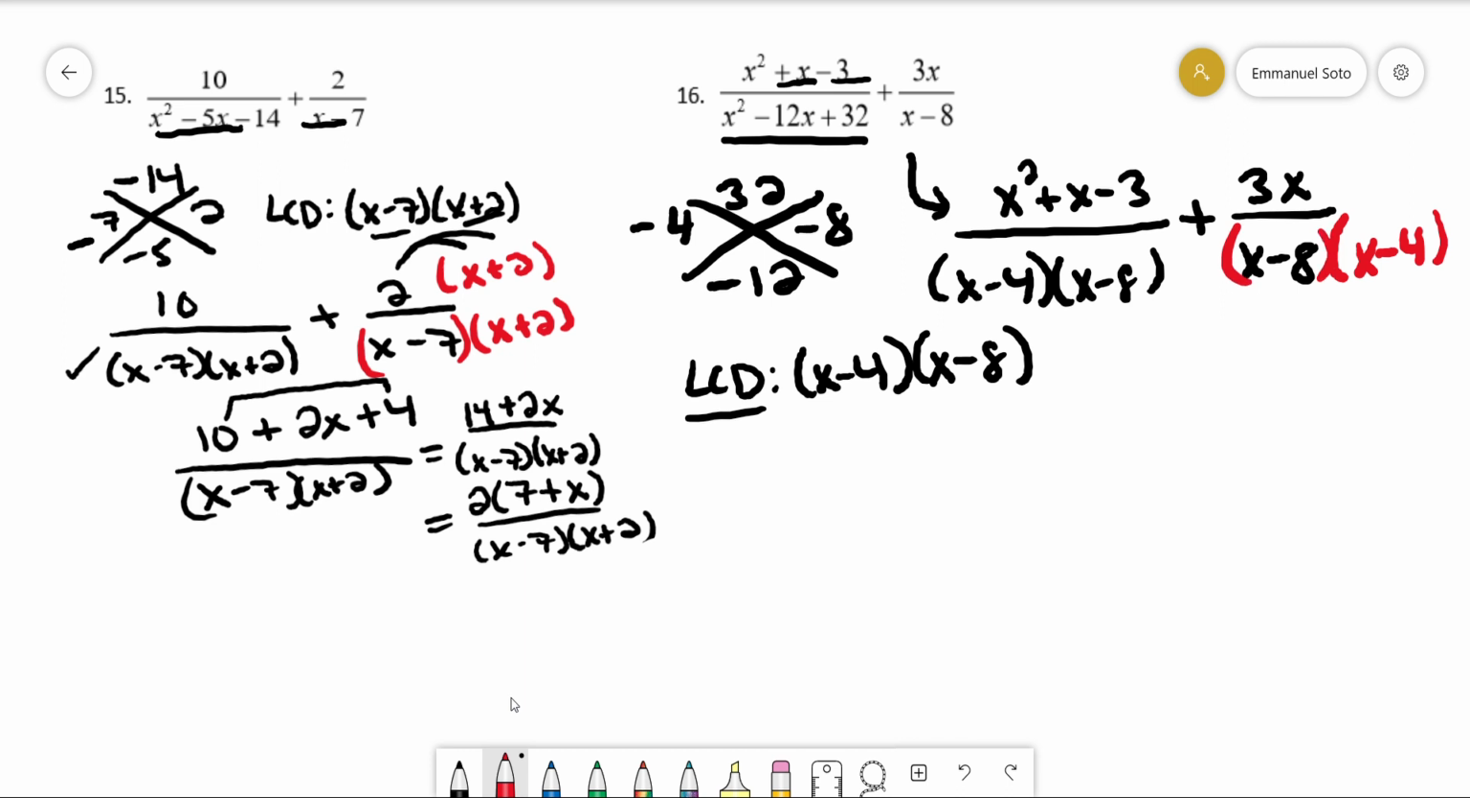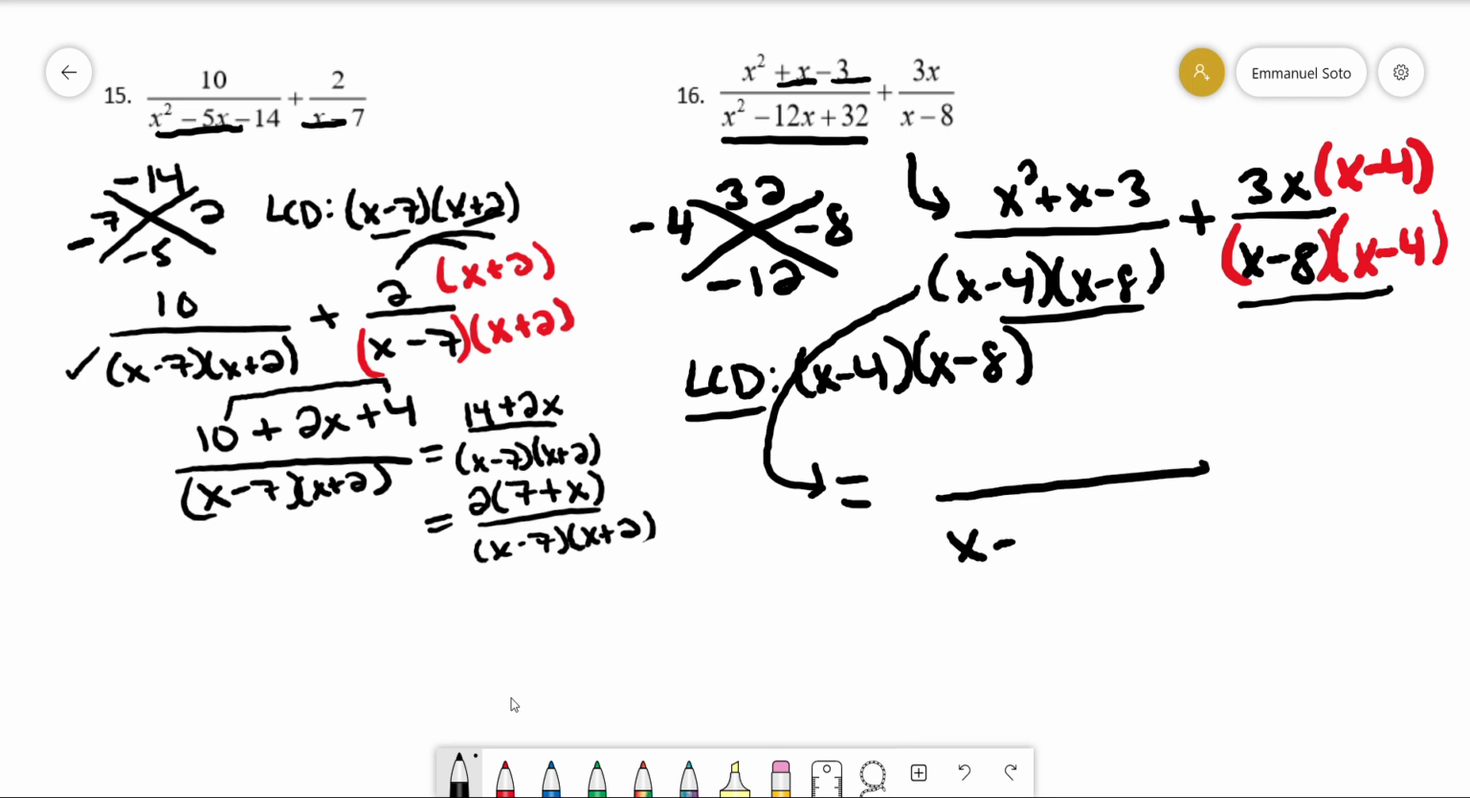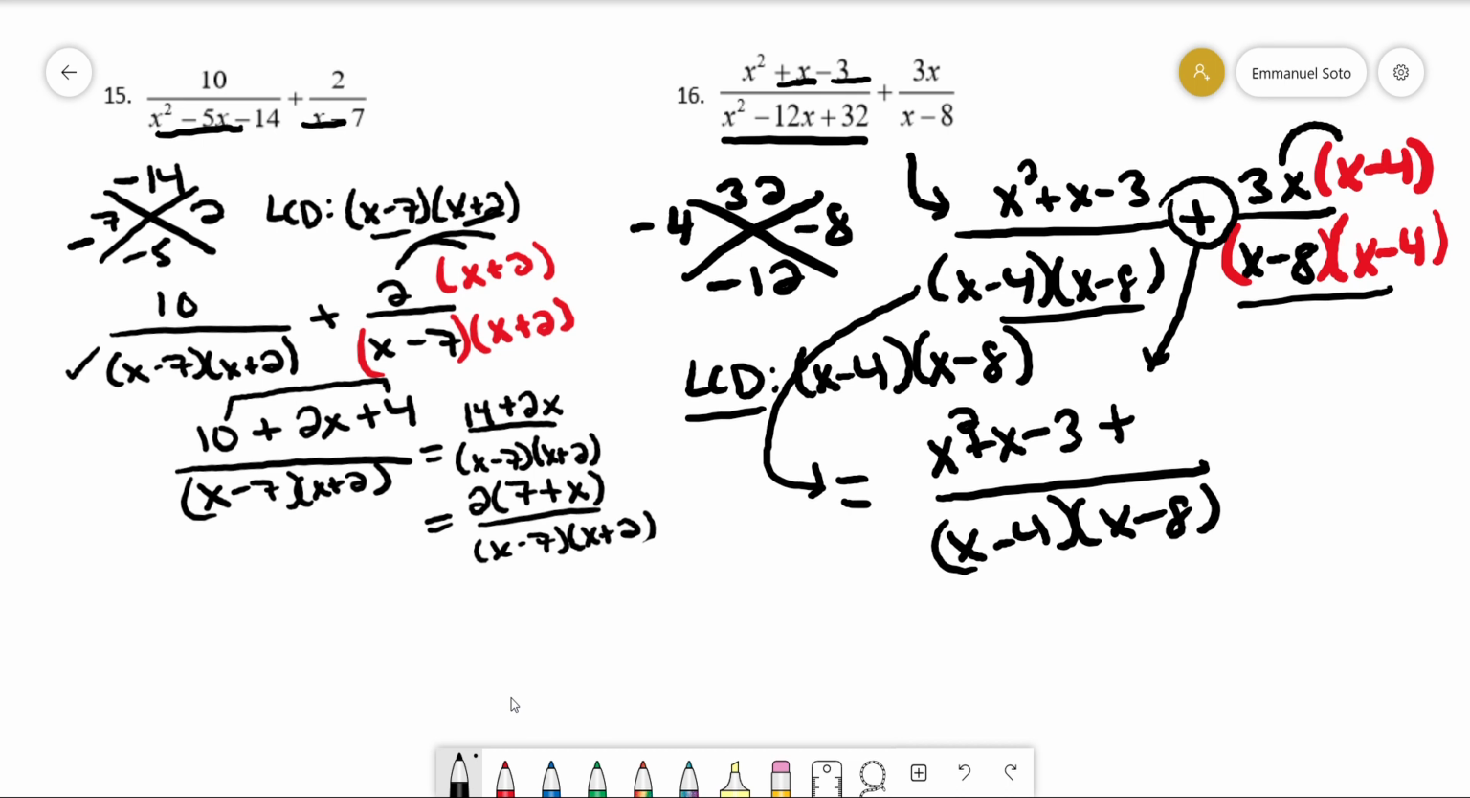So whatever we multiply on the bottom, we multiply on top. Now we got the same denominator, so we got a common denominator on the bottom. And we simply got to add the numerators on top. So we have x squared plus x minus 3, plus, now we got 3x times x is 3x squared. 3x times negative 4 is negative 12x.